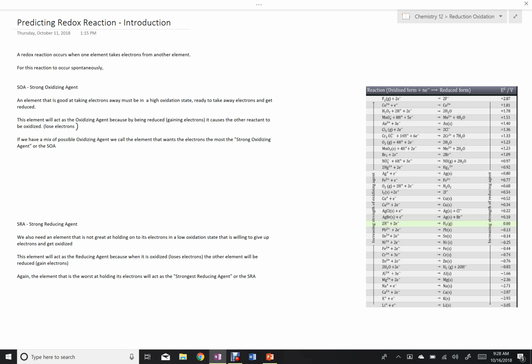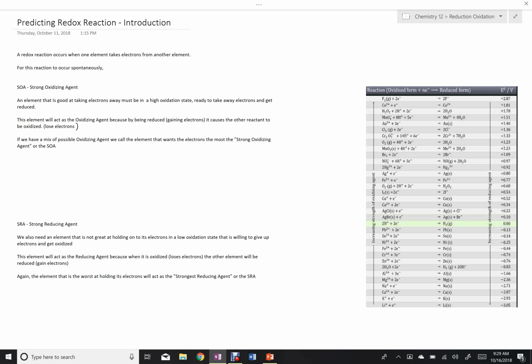All of that being said, for this reaction to occur spontaneously, we need an element that's good at oxidizing, an element that's good at taking electrons, to be in a high oxidation state, so it's ready to take electrons. And we need an element that's good at reducing another element, or good at giving up its electrons, and it needs to be in a situation where it still has its electrons.